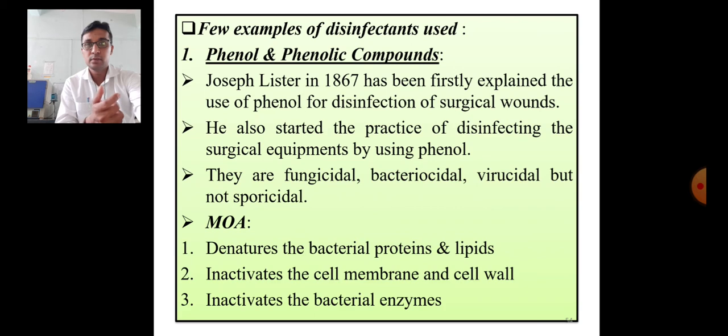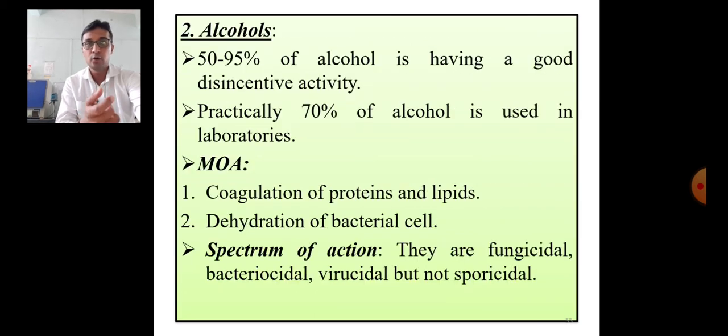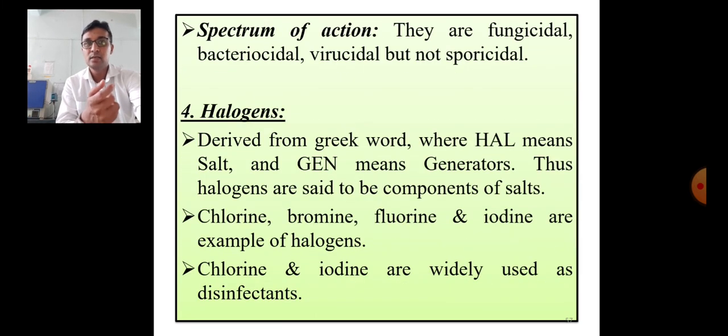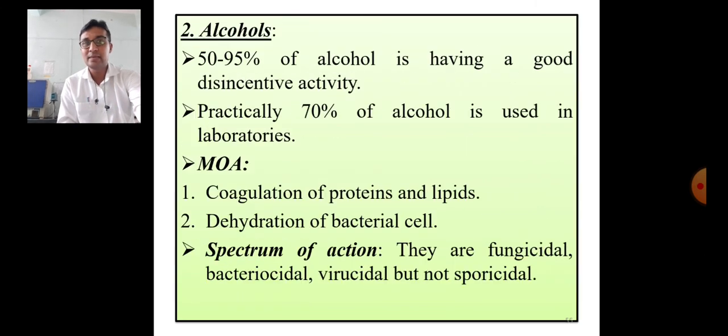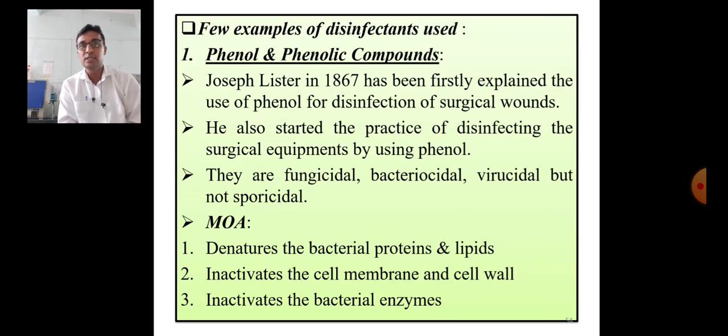So the examples are phenol, alcohol, heavy metals, then halogens. These are the various types of disinfectants, and the details of these disinfectants we have to study in the next lecture.